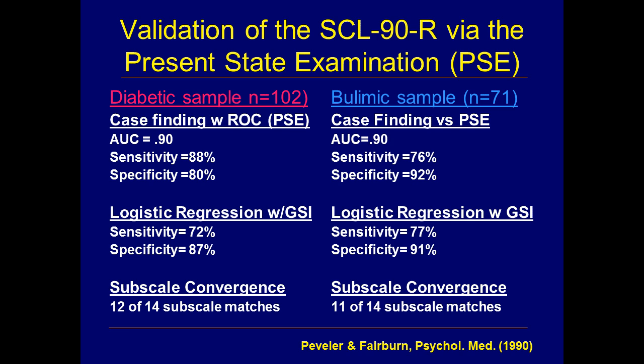The present state examination obviously has many categories of possible diagnosis. And what they found was that in the majority of categories, there was high convergence between SCL90 dimensions that were appropriate and the PSE diagnostic category. So I like that a lot.